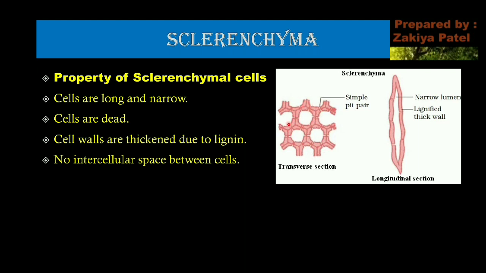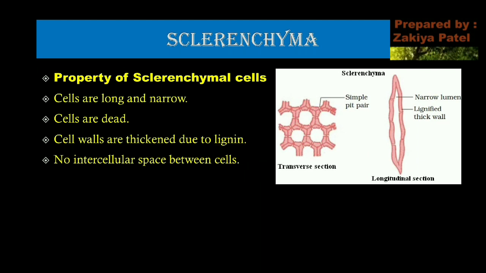What is lignin? Lignin is a chemical substance which acts as a cement, which hardens the wall, and you can see that there is no intercellular space between the cells. There is no intercellular space between any of the cells. Okay, so these are the characteristics of the sclerenchymal cells.